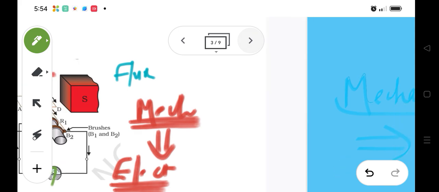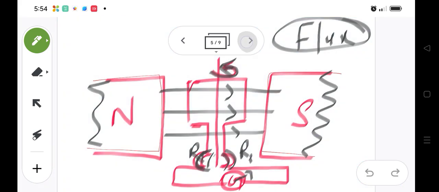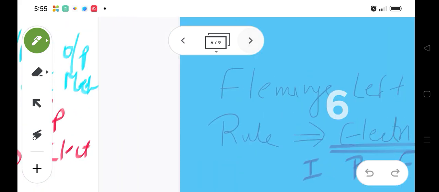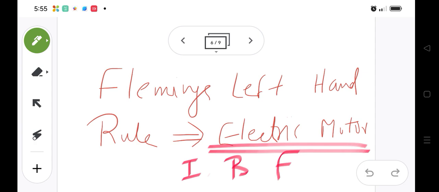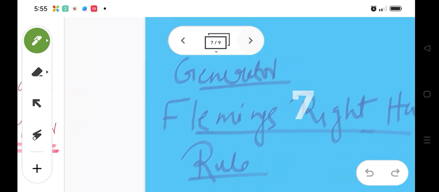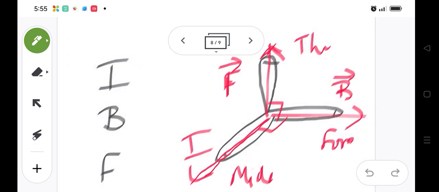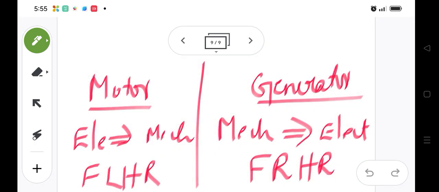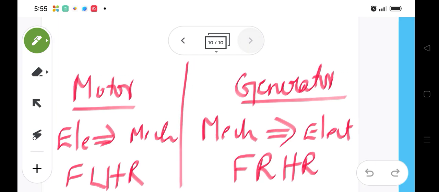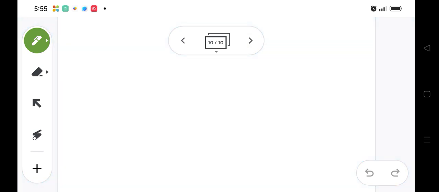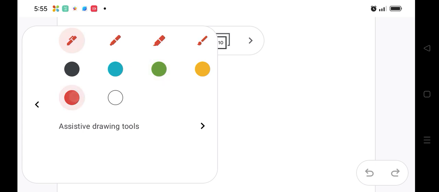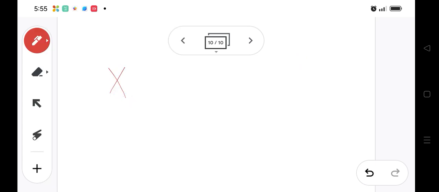In the coming class, we will have a deep analysis of the electric motor and electric generator, a comparative study, so that it becomes more and more thorough for you. This video is designed for 10th NCERT students and is based on their syllabus, so it will be really useful for you.